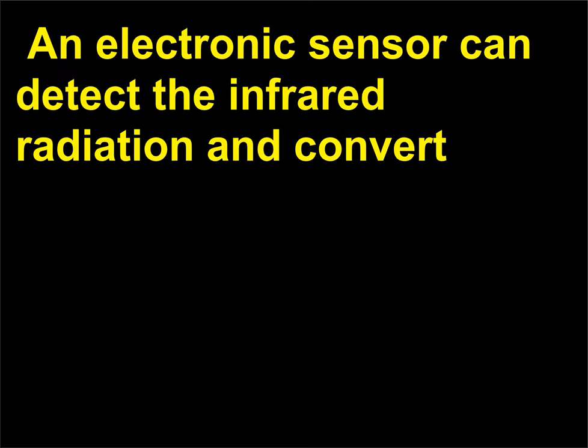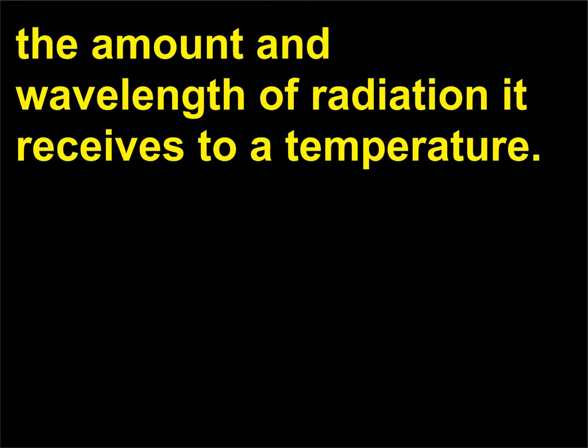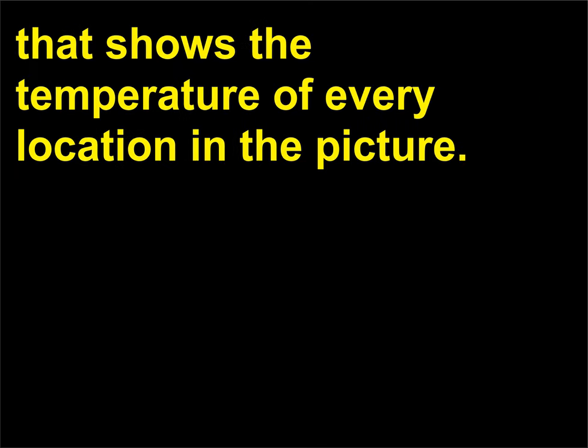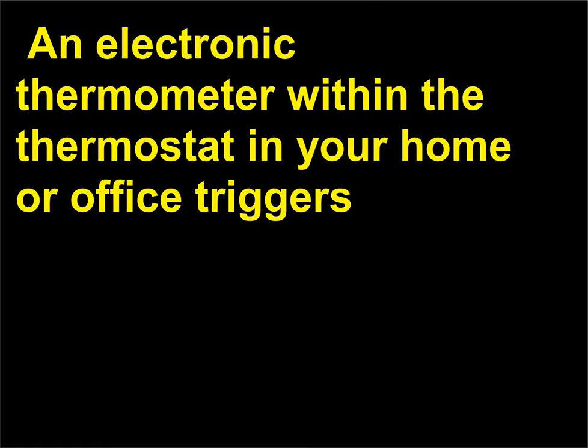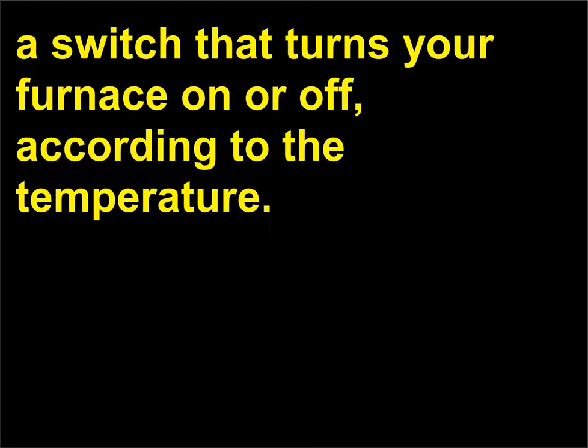An electronic sensor can detect the infrared radiation and convert the amount and wavelength of radiation it receives to a temperature. The sensors can be built into cameras that create a picture that shows the temperature of every location in the picture. Such a picture is known as a thermograph. An electronic thermometer within the thermostat in your home or office triggers a switch that turns your furnace on or off, according to the temperature.